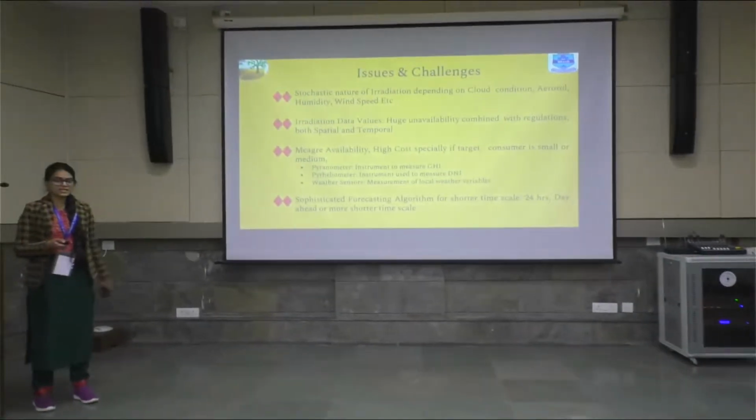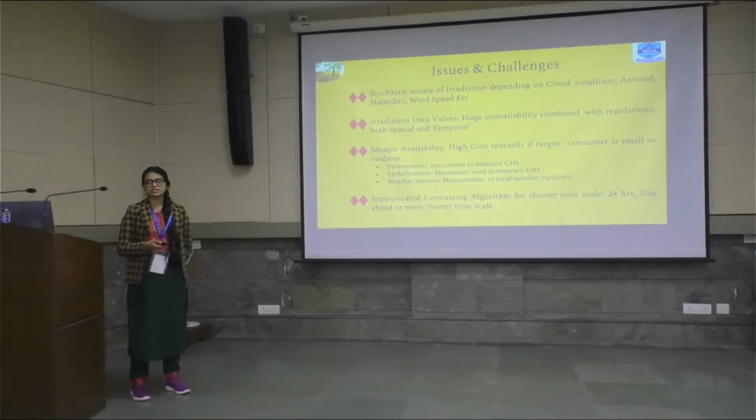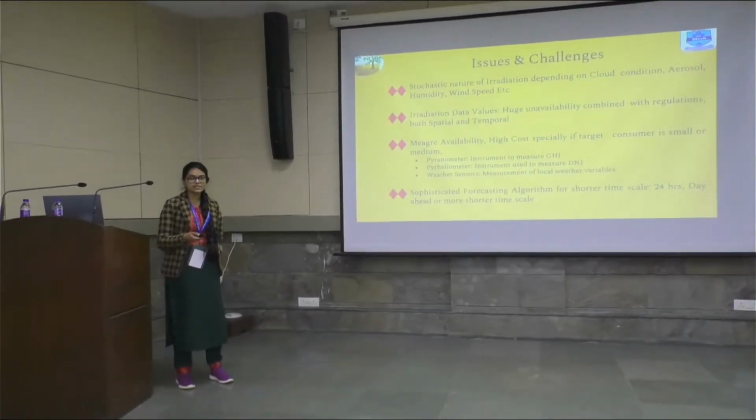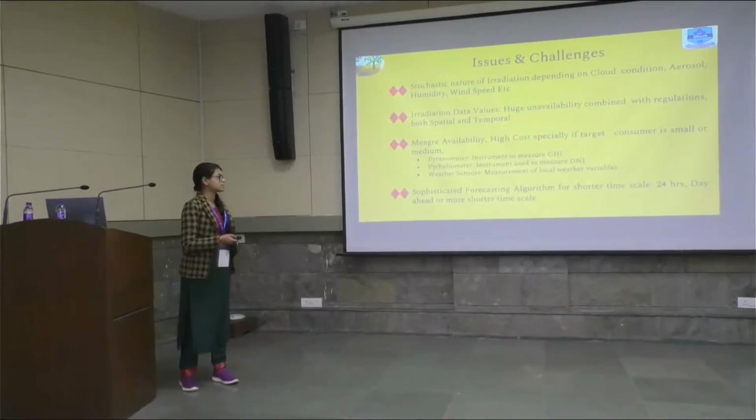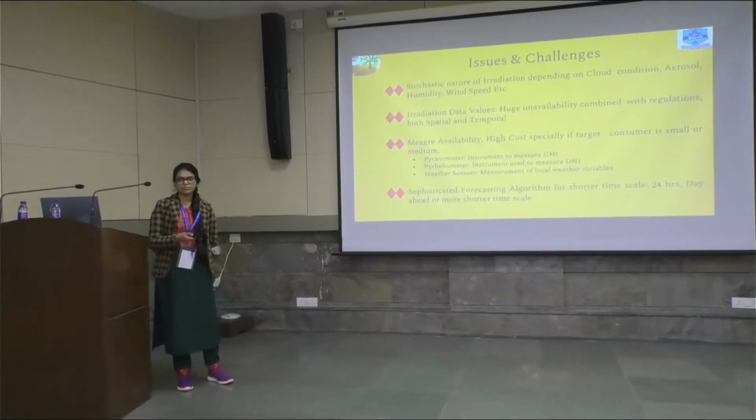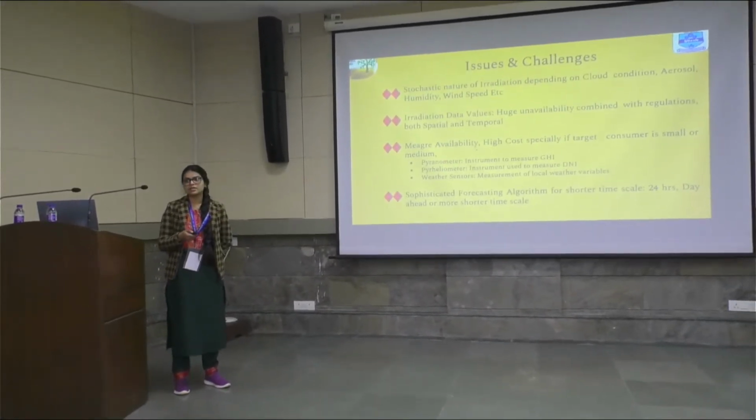Now, the issues and challenges which we get in photovoltaic systems are that irradiation is stochastic in nature, and irradiation data values, which can be captured through high-cost pyranometers or pyroheliometers, are not available everywhere. So the data is very limited. And as I mentioned in the past also, sophisticated forecasting algorithms are present for shorter time scales like 24 hours, day ahead, or even shorter scales. But seasonal forecast is not there.